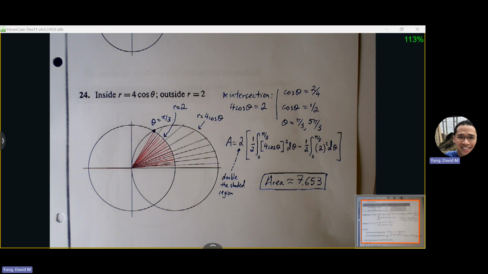R equals 2 is a circle that represents that. It's a circle with center at 0.